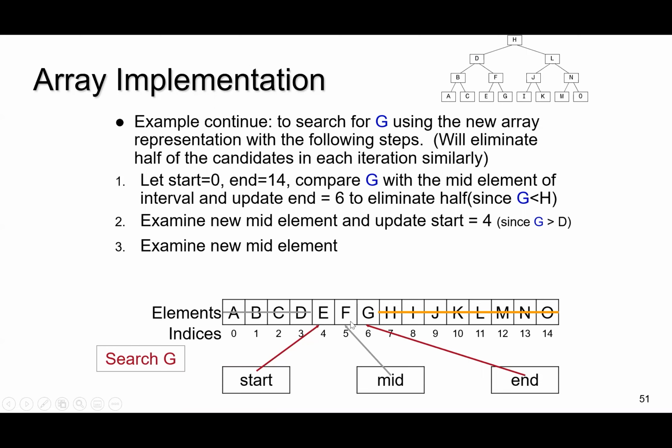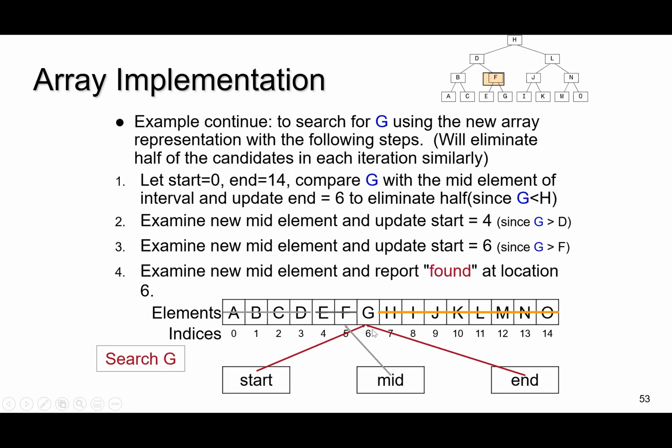Then I decide again. If G exists, it should be on the right-hand side of F. So I need to change my start again: mid plus 1, which is 6. You see? When I change my start, I need to calculate my new mid again. Now both my start and end are 6, so 6 plus 6 divided by 2, you get 6. So your new mid is also 6.